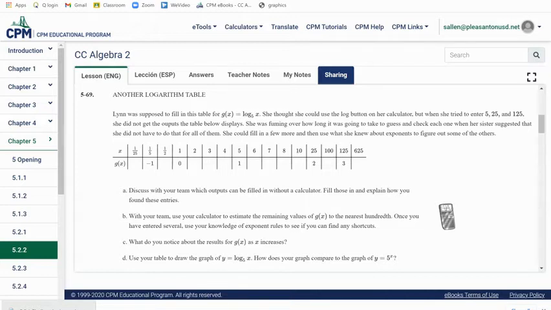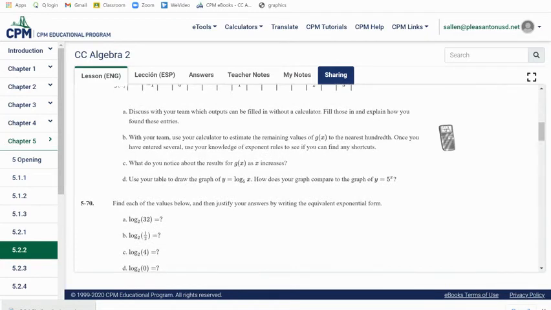And we have drawn a log graph before, so we should have the general idea of the shape. Remember, it's essentially like a sideways exponential. Okay. For problem 70, you can go ahead and pause me and finish that.